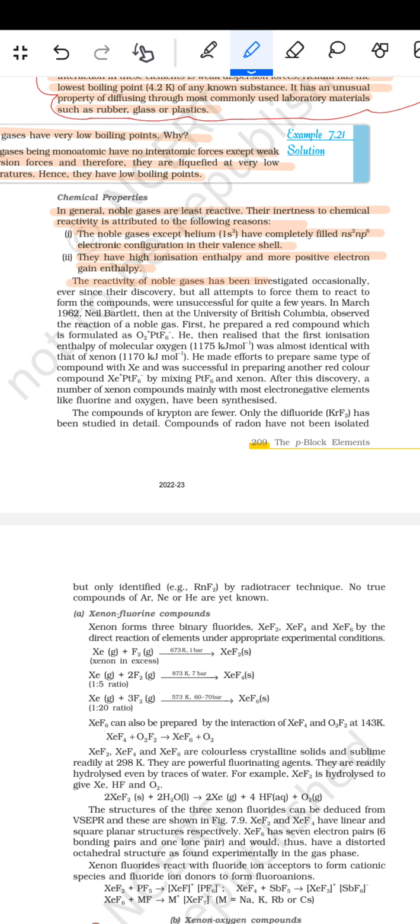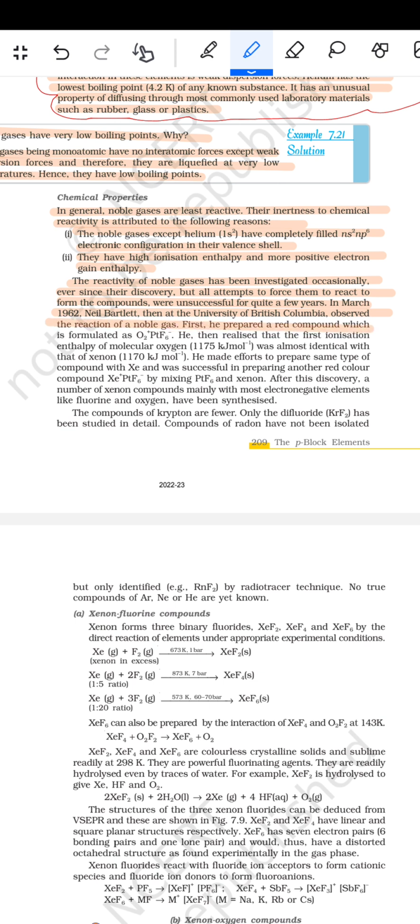The reactivity of the noble gases has been investigated occasionally ever since their discovery, but all the attempts to force them to react to form compounds were unsuccessful for quite a few years. In March 1962, Neil Bartlett, then at the University of British Columbia, observed the reaction of a noble gas.